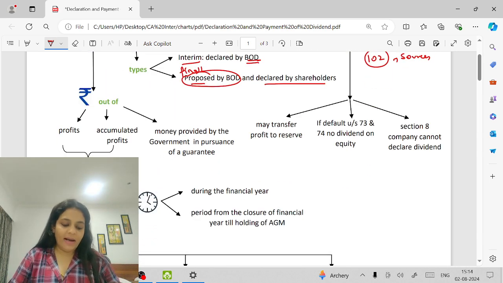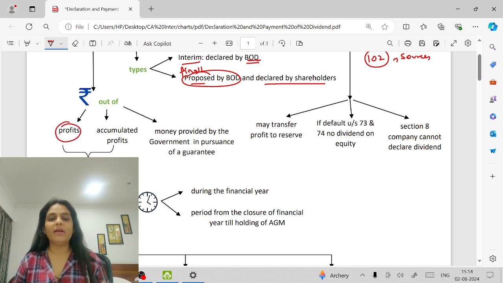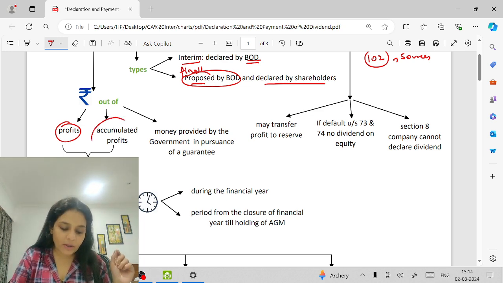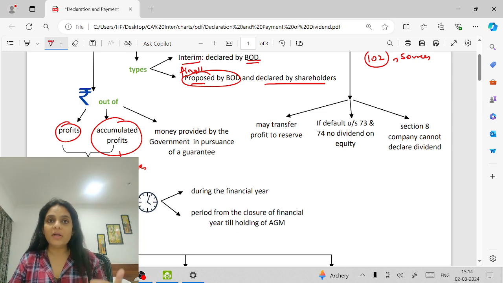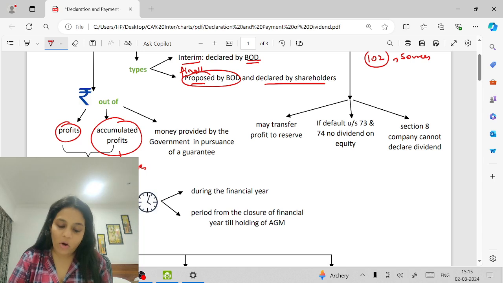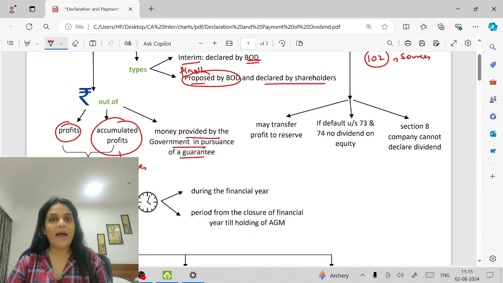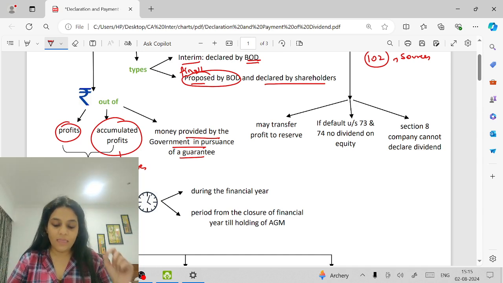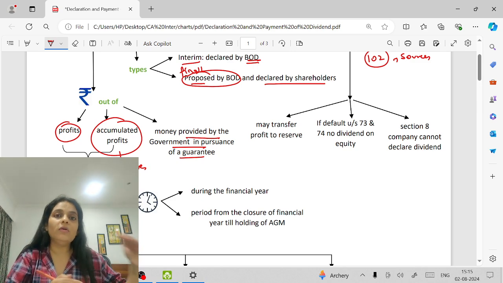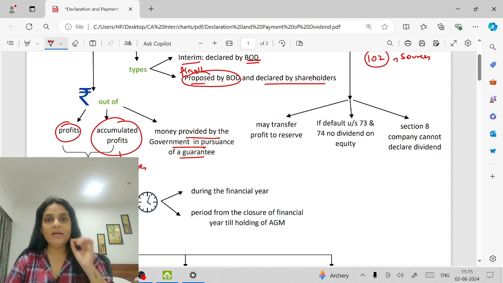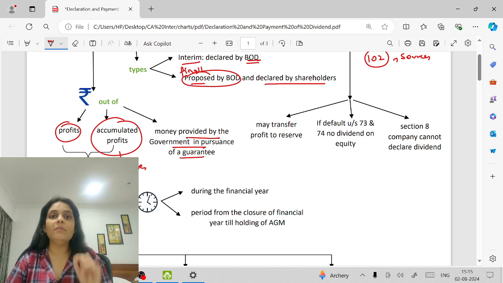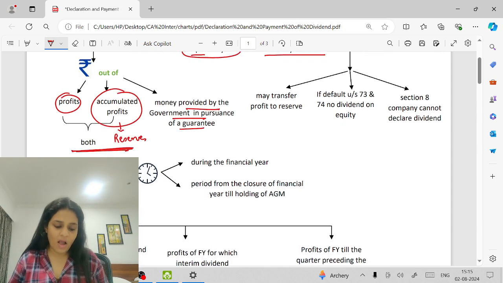Now, final dividend is declared out of what? Out of the profits. That means whatever profits the company has earned in that financial year, the company can declare dividend out of that. Accumulated profits, that means out of the reserves. Can we use both to declare? Yes. And out of the money received in pursuance of a guarantee given. Sometimes the government can give an assurance that if you invest in this company and the company does not pay dividend, I'll pay it for you. In that case, the money is provided by the government to the company to pay the dividend. So any money received from the government under the guarantee can be used to give the dividend.